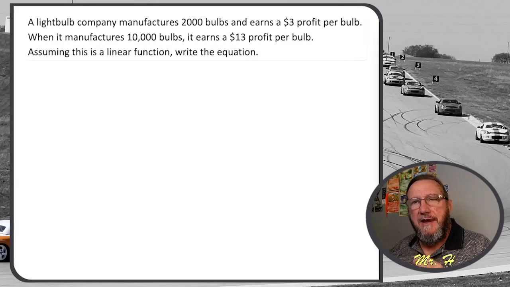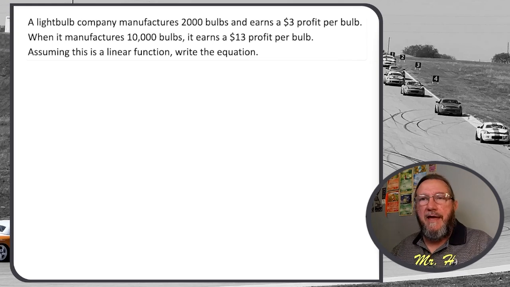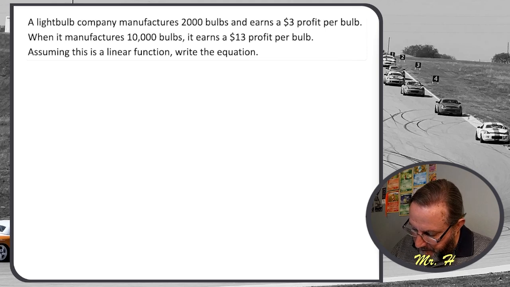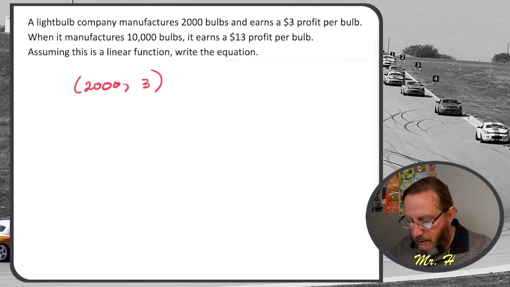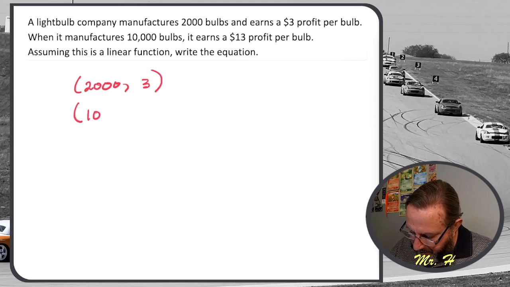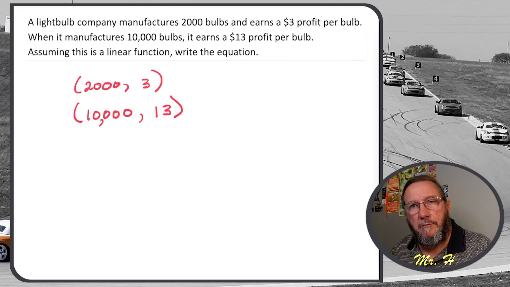This problem does not give us any information directly about slope or y-intercept. There's no flat fee. There's no base level charge. There's no rate of anything going on there. So all we have is just some data. We can say that 2,000 bulbs produces $3 of profit per bulb. We also know that 10,000 bulbs yields $13 of profit per bulb.